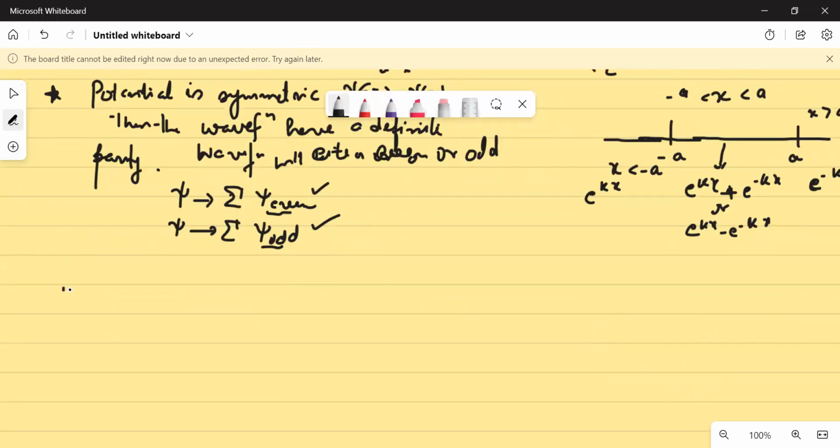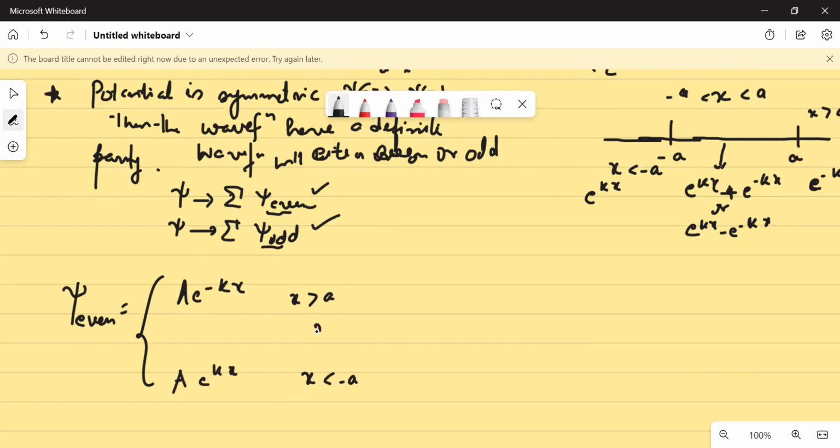So yesterday when I was teaching you this, I was saying that psi even can be written as, let's say, for all x greater than a, A e to the power minus kx. For all x less than minus a, A e to the power kx. And for all x lying between minus a and plus a, I will use this expression e to the power kx plus e to the power minus kx, because this is an even function. So I'll use a B before it, and this entire thing can be written as cosh kx.